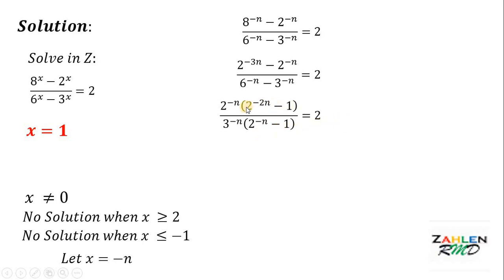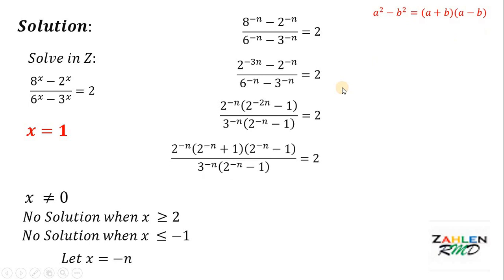Do the same thing, we can factor out 2 raised to negative 2n minus 1 because it is the same thing as 2 raised to negative n raised to 2. Therefore, we can use difference of two squares. We have a squared minus b squared. It is equal to a plus b multiplied by a minus b. Therefore, our numerator becomes 2 raised to negative n multiplied by 2 raised to negative n plus 1 multiplied by 2 raised to negative n minus 1.